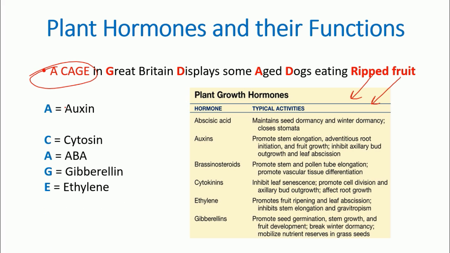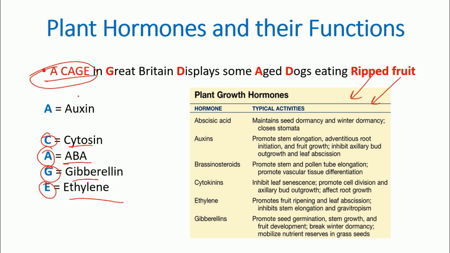Now what do we mean by this cage? Cage is a short form, a-c-a-g-e. A means auxin, C cytokinin, A abscisic acid, G gibberellin, E ethylene. So this gives you the 5 important plant hormones that we are going to talk about. A cage, that's why we write a cage.